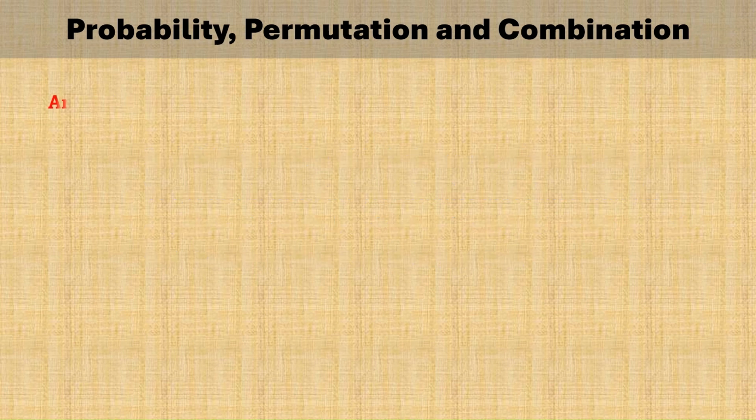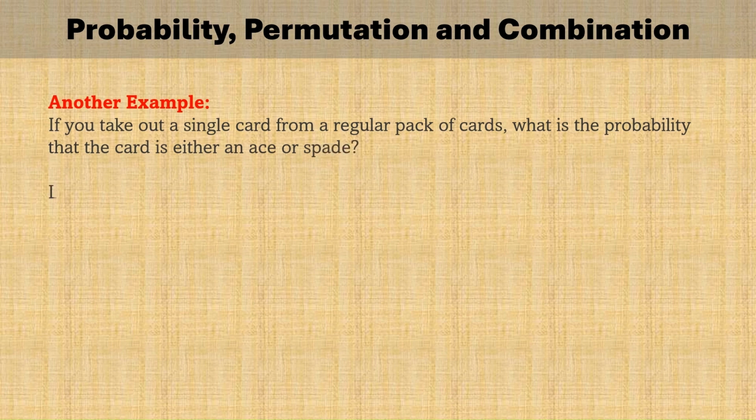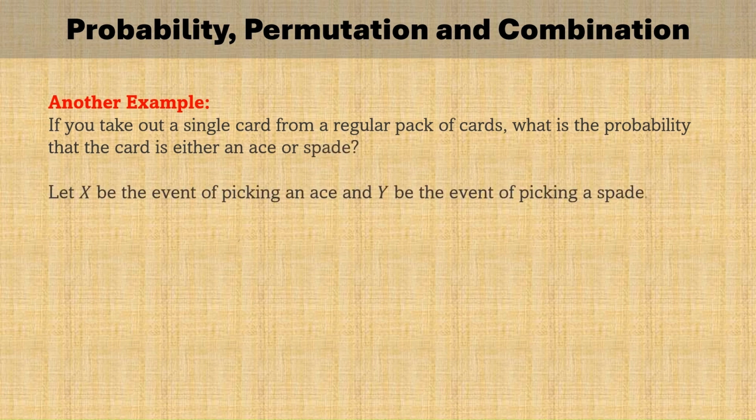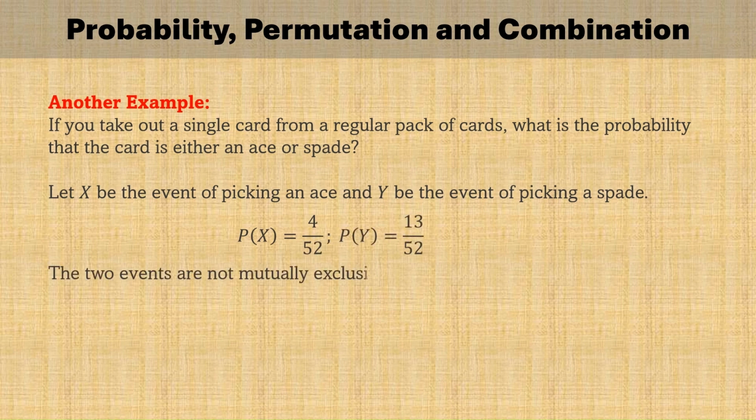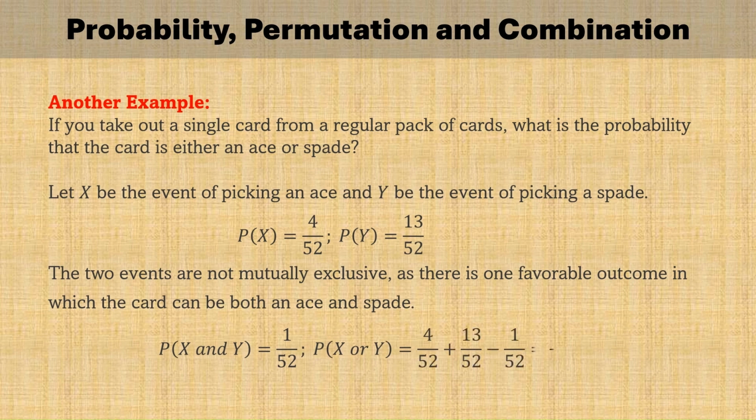Another example. If you take out a single card from a regular pack of cards, what is the probability that the card is either an ace or a spade? Let X be the event of picking an ace and Y be the event of picking a spade. Then, the probability of X is 4/52, since there are 4 aces in a regular pack of cards. Also, the probability of a spade is 13/52, since there are 13 cards of spade.